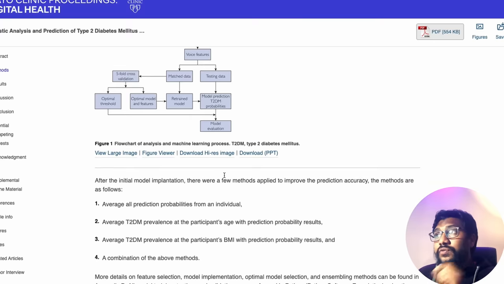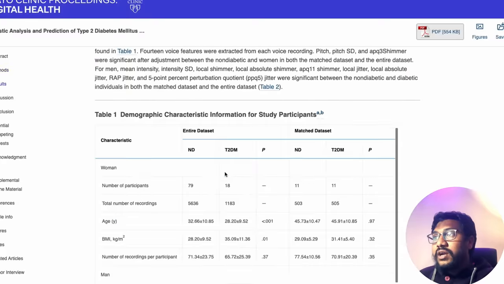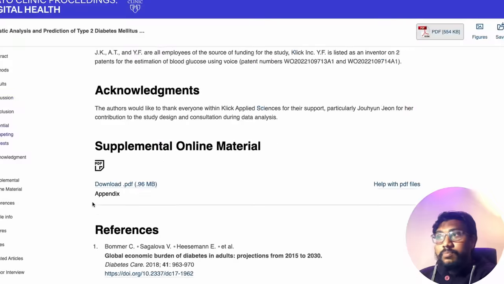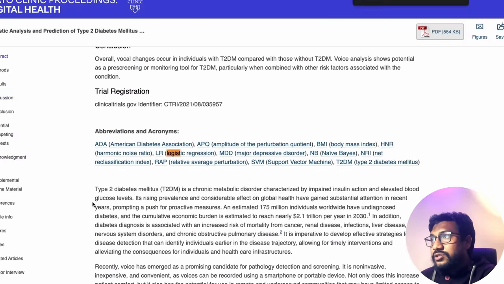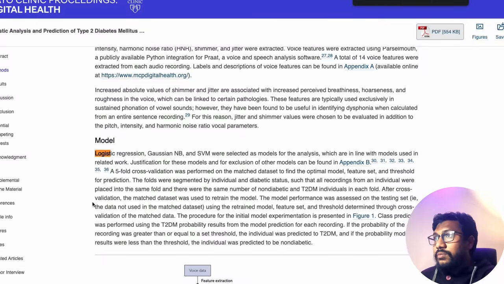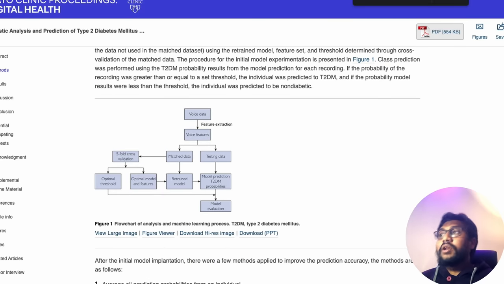And the models that they've used are not like large language models or GPT vision models. What they have done is they have used models that are pretty popular already. So they've used, let's say, logistic regression, Gaussian naive Bayes, and SVM, support vector machines. These are the models that they used to actually build this particular solution.